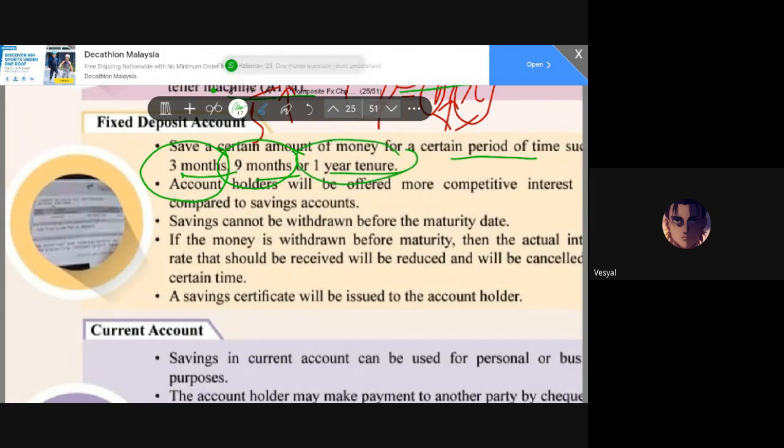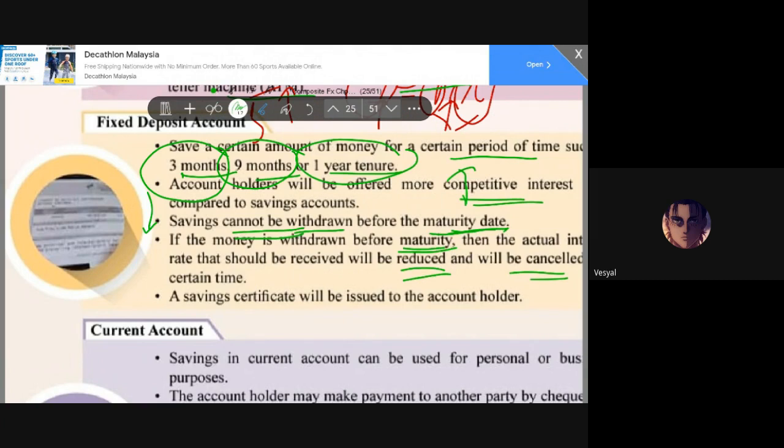With this one, account holders will be offered more competitive interest. So it's a higher interest rate, and you'll get more money. But the downside is the savings cannot be withdrawn before the maturity date. There's a specified date on which you can withdraw only. If the money is withdrawn before maturity, you break the agreement, and the actual interest rate that will be received will be reduced or cancelled. So you're going to lose out at the end.